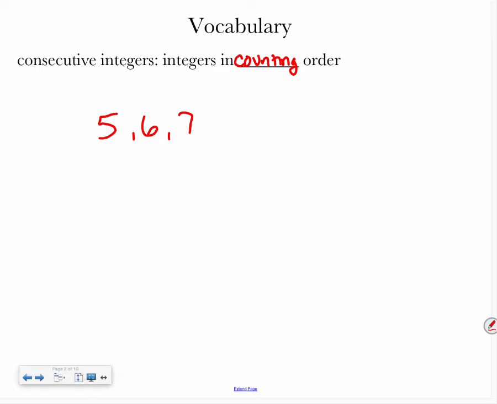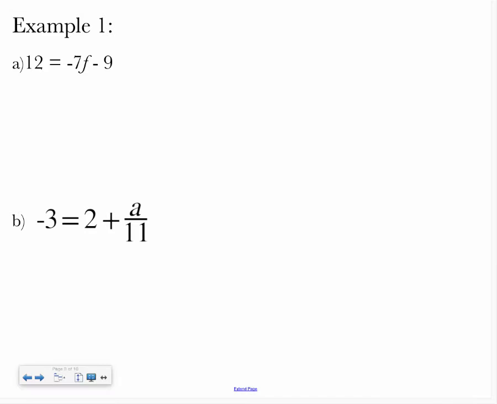We will deal with consecutive integers. We will deal with consecutive even integers. So that means even numbers that are next to each other. So for example, 2, 4, 6. Consecutive odds would be 1, 3, 5, 7, and so forth. Okay? So consecutive means right next to each other. But first, let's start with some multi-step equations.